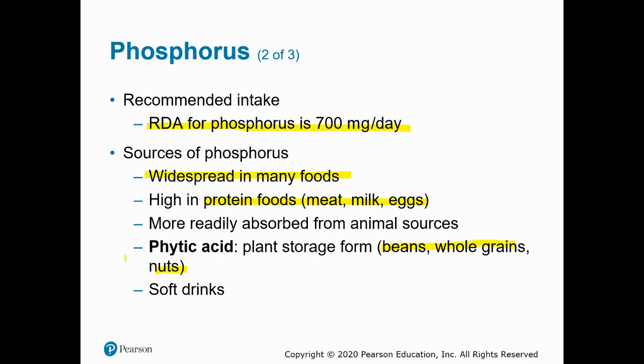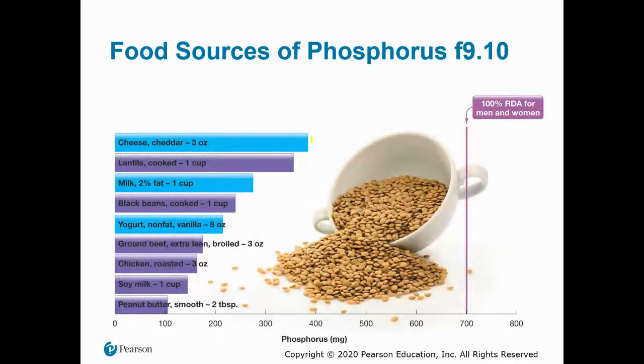And in plants, we find phosphorus existing as phytic acid. And then many soft drinks also have a lot of phosphorus added to them. Not that soft drinks should be the source of your phosphorus, but they can. Excess consumption of soft drinks can actually lead to excessively high body phosphorus content. Yep, so again, food sources for phosphorus. Here's your RDA.